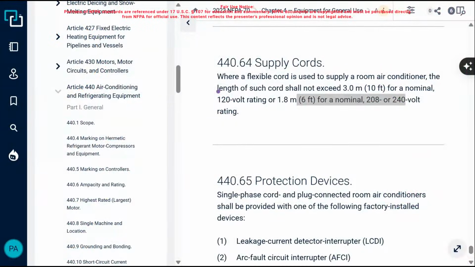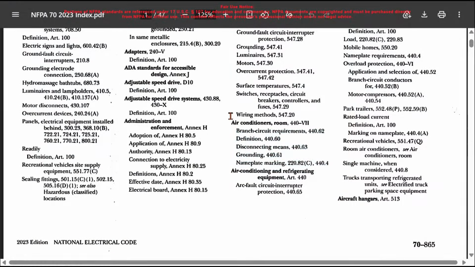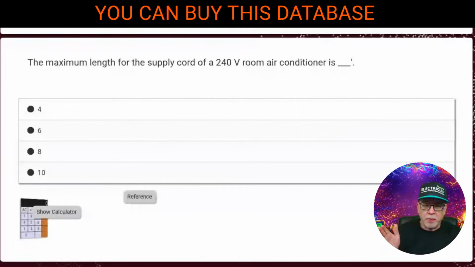Now, what I'm going to do is I will go to the table of contents, and here you look under air conditioning, and here you see air conditioning. We see room air conditioner, and that is under part 7 of 440. Now, you don't see anything under supply cord here, and that's okay. We just need to take a look at how many sections are in here. Well, in this part 7, it looks like .62, .60, .63, .61. So to me, folks, I'm going to immediately just go to part 7.